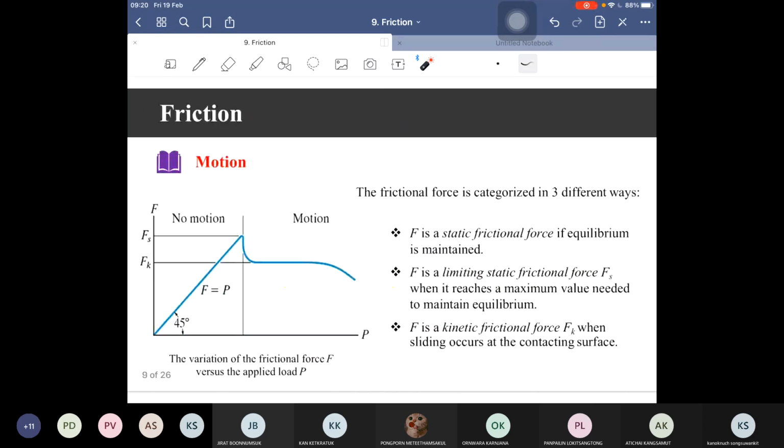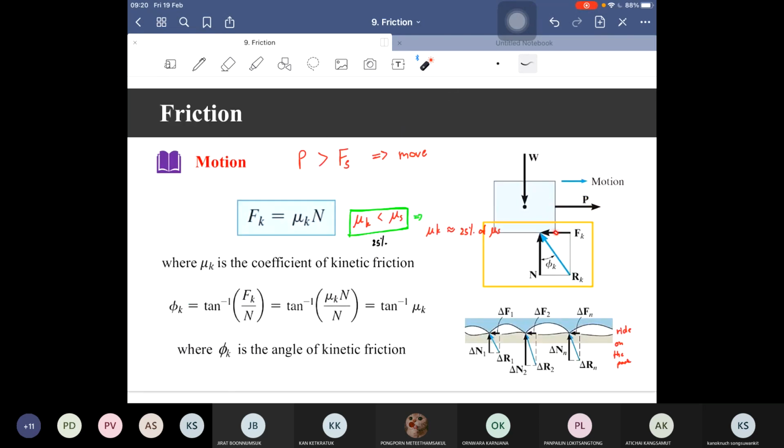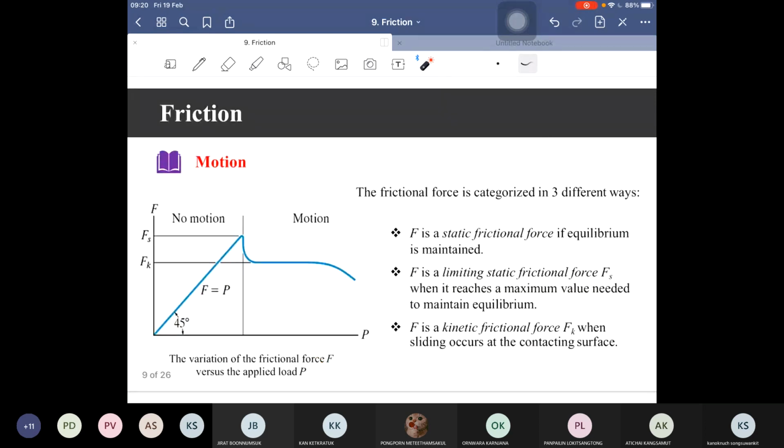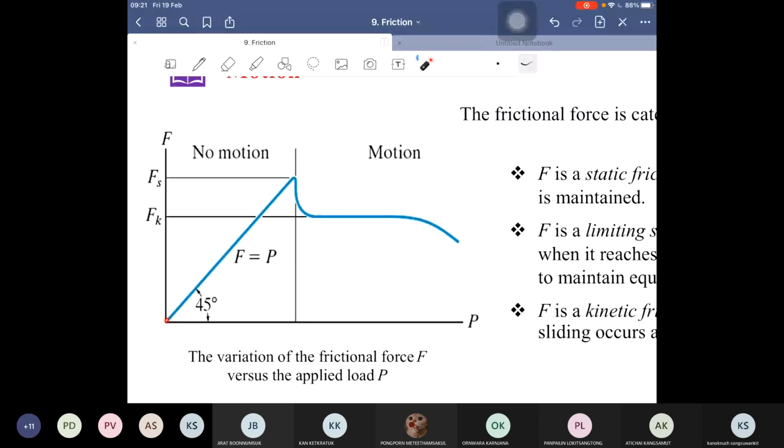Okay, this slide shows the relationship between the force P that you exert on the box and the friction force that occurs when you start to increase this force P. At first, both force P and friction force are equal to 0. After that, we start to increase the force P.